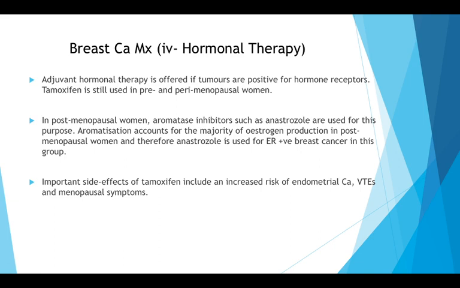Tamoxifen is the most popular one. It's often used in both pre- and perimenopausal women. Those who are postmenopausal, and they have estrogen receptor positive breast cancer, are often given aromatase inhibitors such as anastrozole, letrozole, and this is because aromatization accounts for estrogen conversion and production in postmenopausal women. So that's the logic behind using aromatase inhibitors in postmenopausal women as opposed to pre and peri, where we tend to use tamoxifen. However, there are side effects of both, which I'll come on to later.